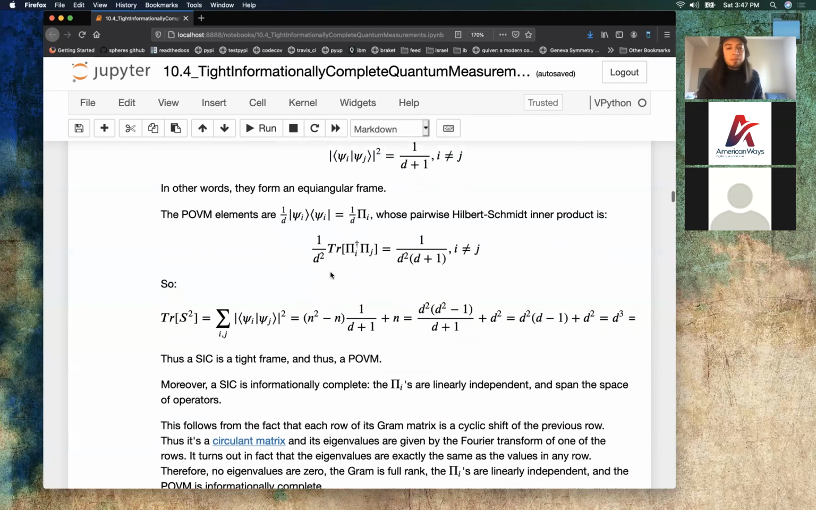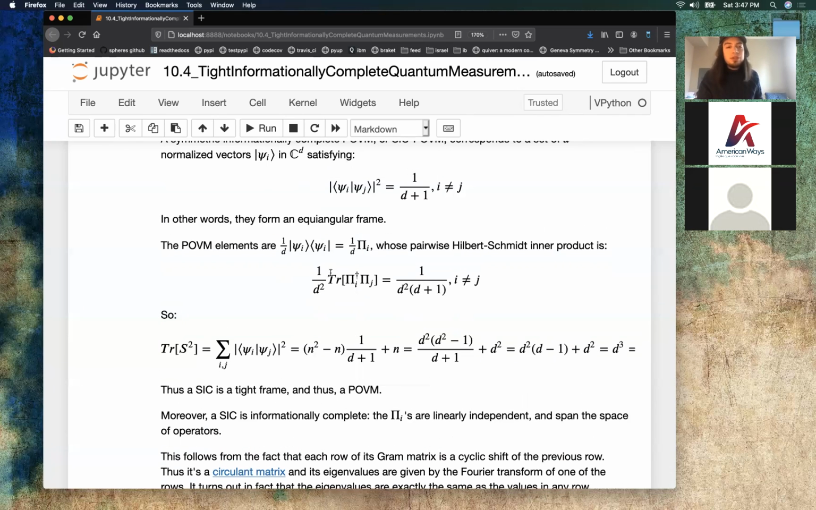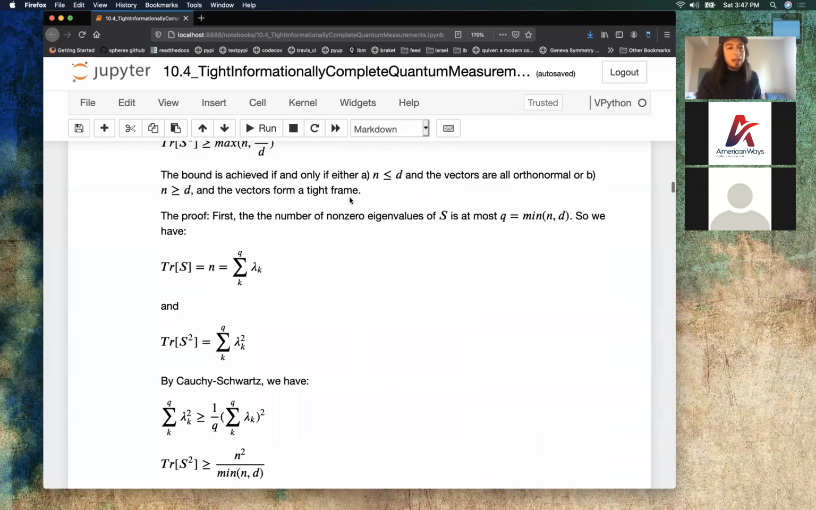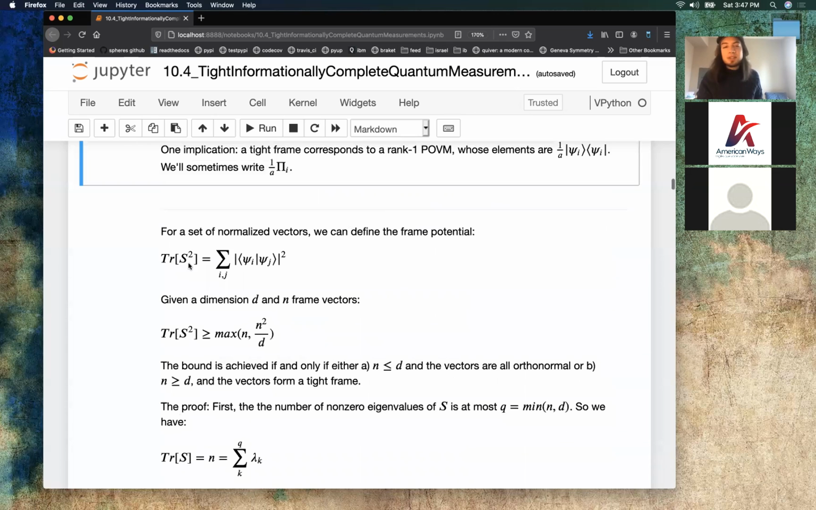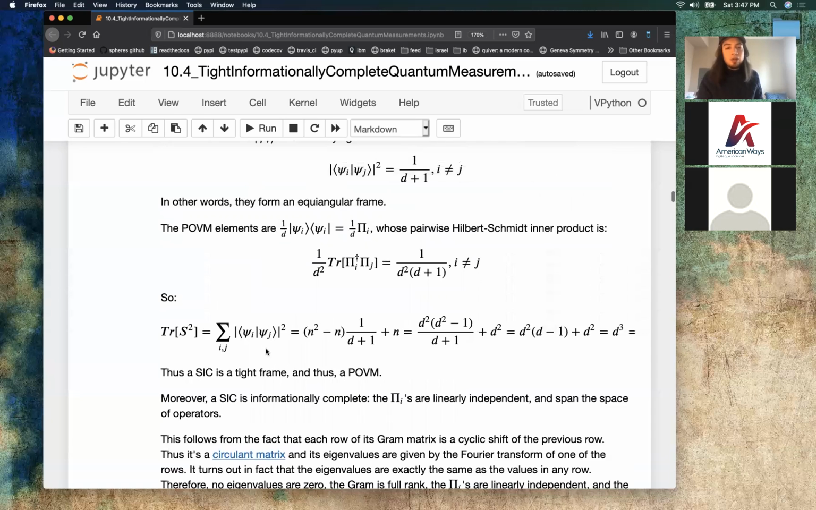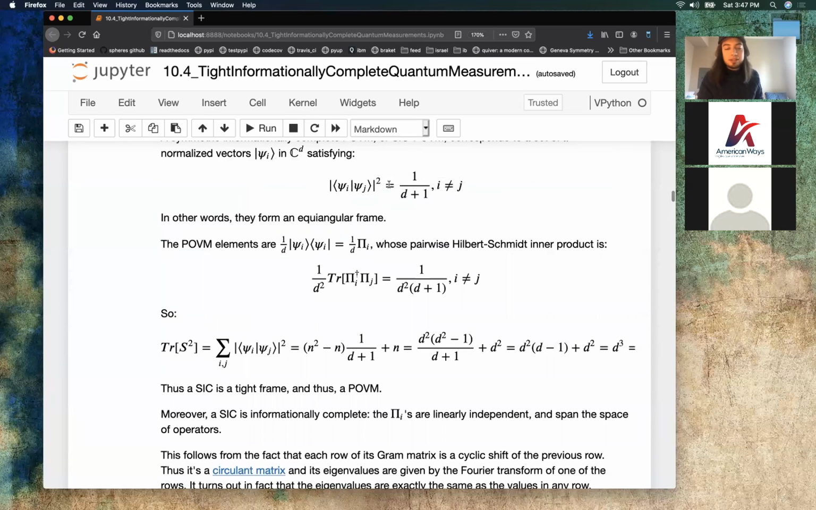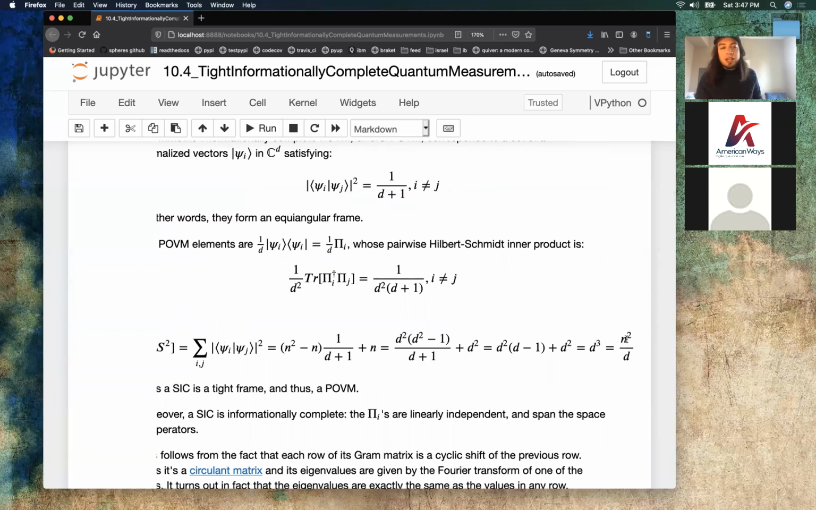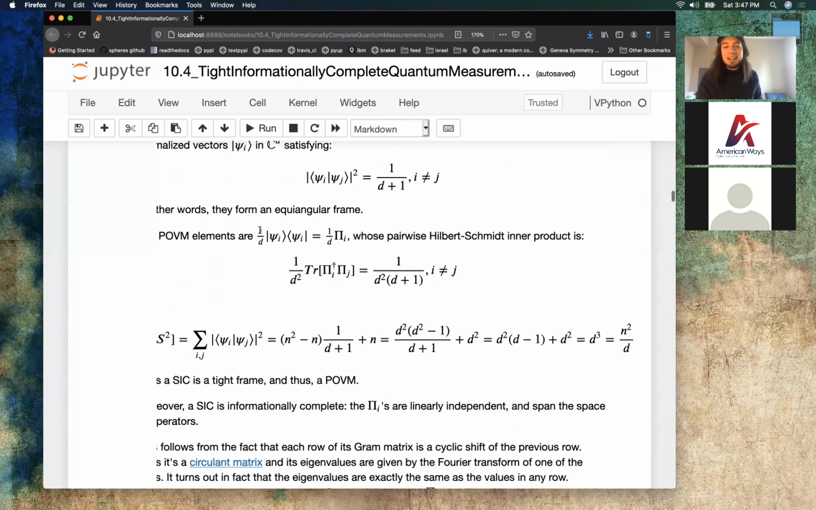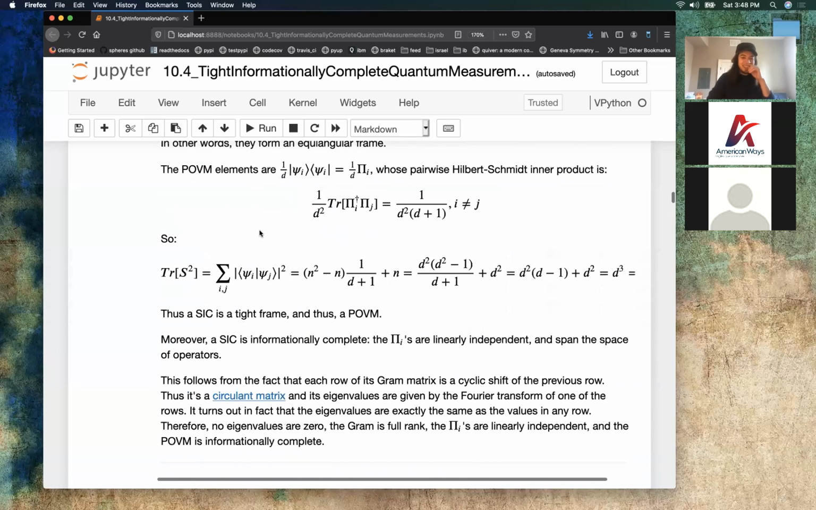And if you use this fact that we were talking about, the trace of S squared equals this, and you substitute in this, and you work out the algebra, you get that the trace of S squared has to be N squared over D, which is this. And so we just showed that a SIC problem has to be a tight frame. Dun, dun, dun.